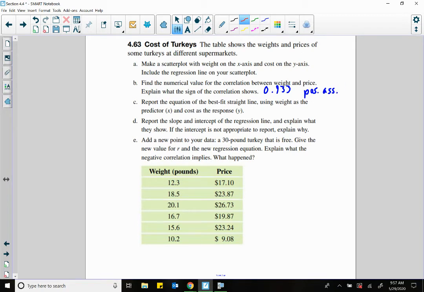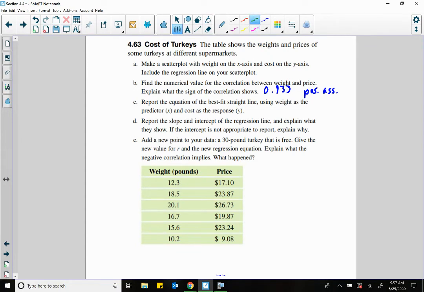Okay? Which tells us that our slope should be positive. So lots of good things there. We have a positive trend. We are increasing from left to right. All those mean the same thing. All right. So now it says report the equation.